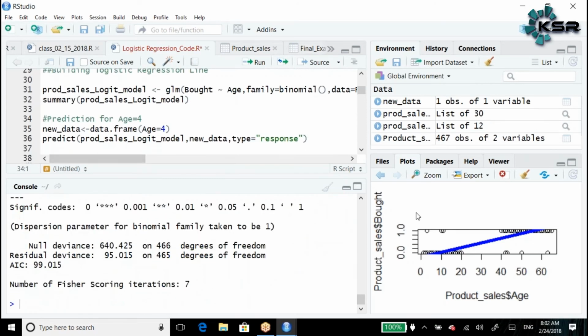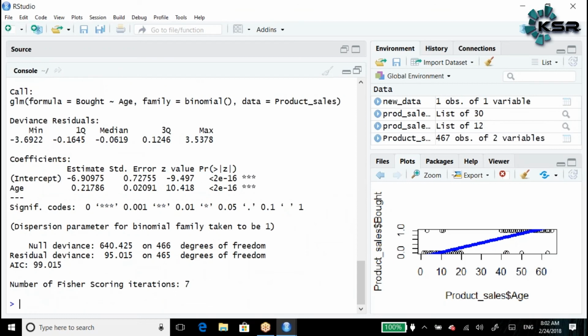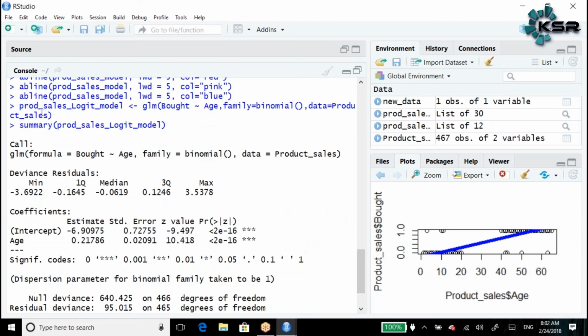Now we are building this summary. See, let me go with the same. Here summary. How do we interpret this one? See, the syntax will be the same. Product sale logit model, GLM is equal to bot tilde. What is the dependent variable? Tilde is the independent variable. Family is equal to binomial. Data is equal to your data set name. The data set is the product sales.